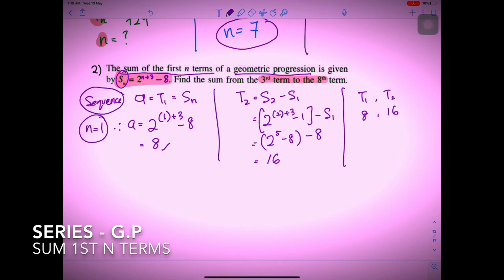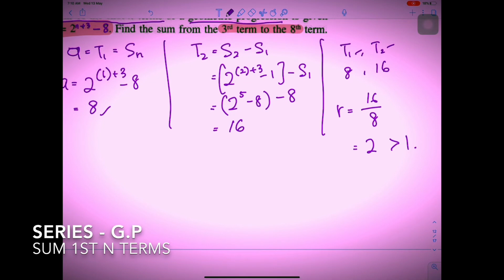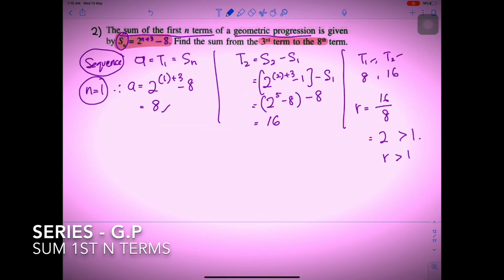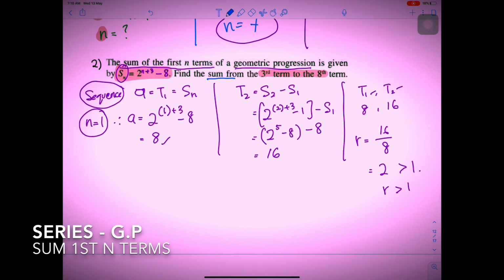Therefore, how to find r? r equals T2 divided by T1, so 16 divided by 8, we get 2. 2 is greater than 1, that means we are going to use the first formula of the sum of the first n terms, r greater than 1. Now back to the question. Find the sum of the third term to the 8th term.